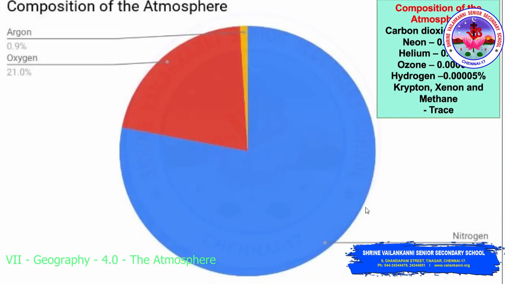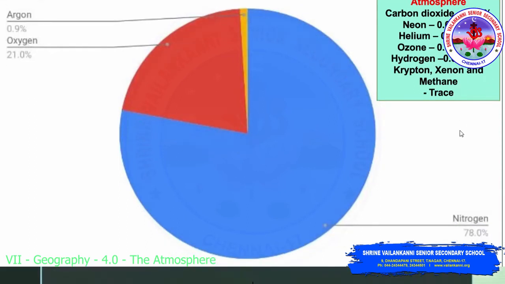Here you can see the most abundant gas present in the atmosphere is nitrogen, which is 78%. The next abundant gas is oxygen, which is 21%, and then argon, which is 0.93%. The rest of the composition are carbon dioxide, neon, helium, ozone, hydrogen, krypton, xenon and methane, which are found in traces. Now we'll see everything in detail.